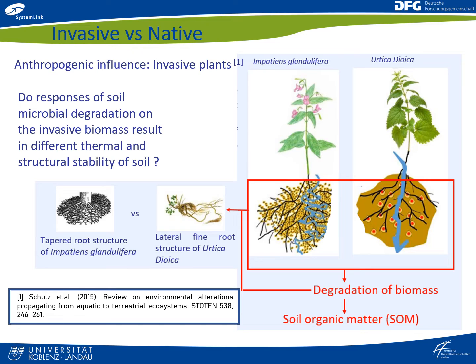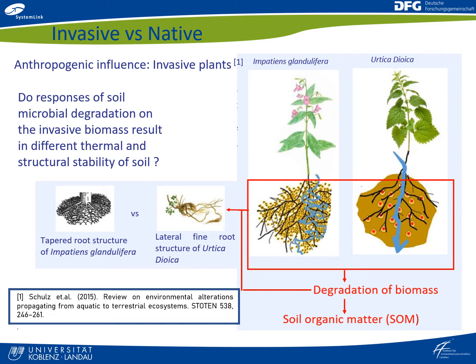The native counterpart that we are looking at is Urtica dioica, and they differ in their vegetation pattern as well as their root structure. Impatiens glandulifera is an annual plant with a fast vegetation pattern and with a tapered root structure with thick roots. Urtica dioica, on the other hand, is a perennial plant with lateral fine roots that are spreading along the surface. It also keeps its root structure intact during winter, while the above-ground shoots withdraw during winter.